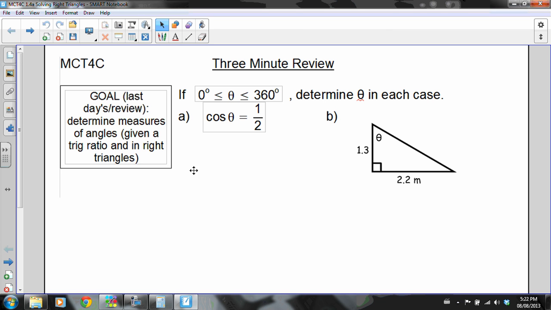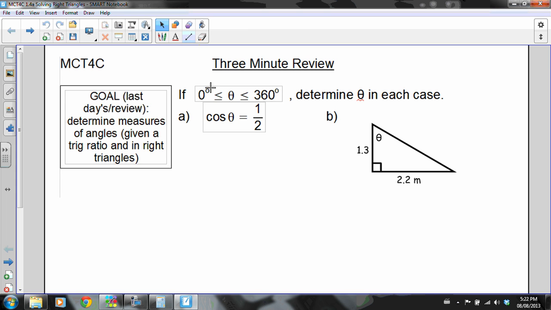So this one here was what we did yesterday, the last day, and this is from a long time ago. This is from grade 10 stuff. We hope that you remember. So cos theta equals a half. You've got to see that as one of those special angles. This is one of the special triangles. We have to be able to do this one exactly.